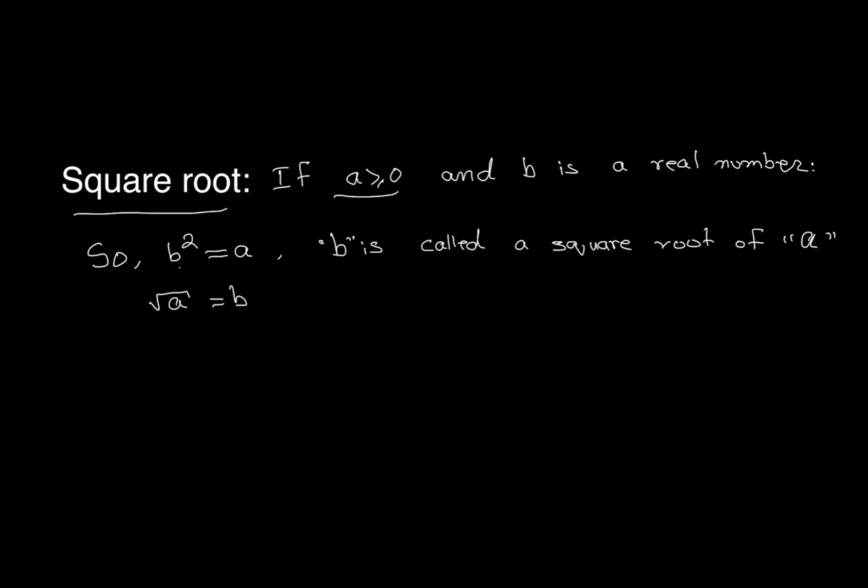In that case, we can write it down as b is the square root of a. So that will become like that. If we don't have an index number, the index number is always 2, which is a square root. So that's how we deal with it.